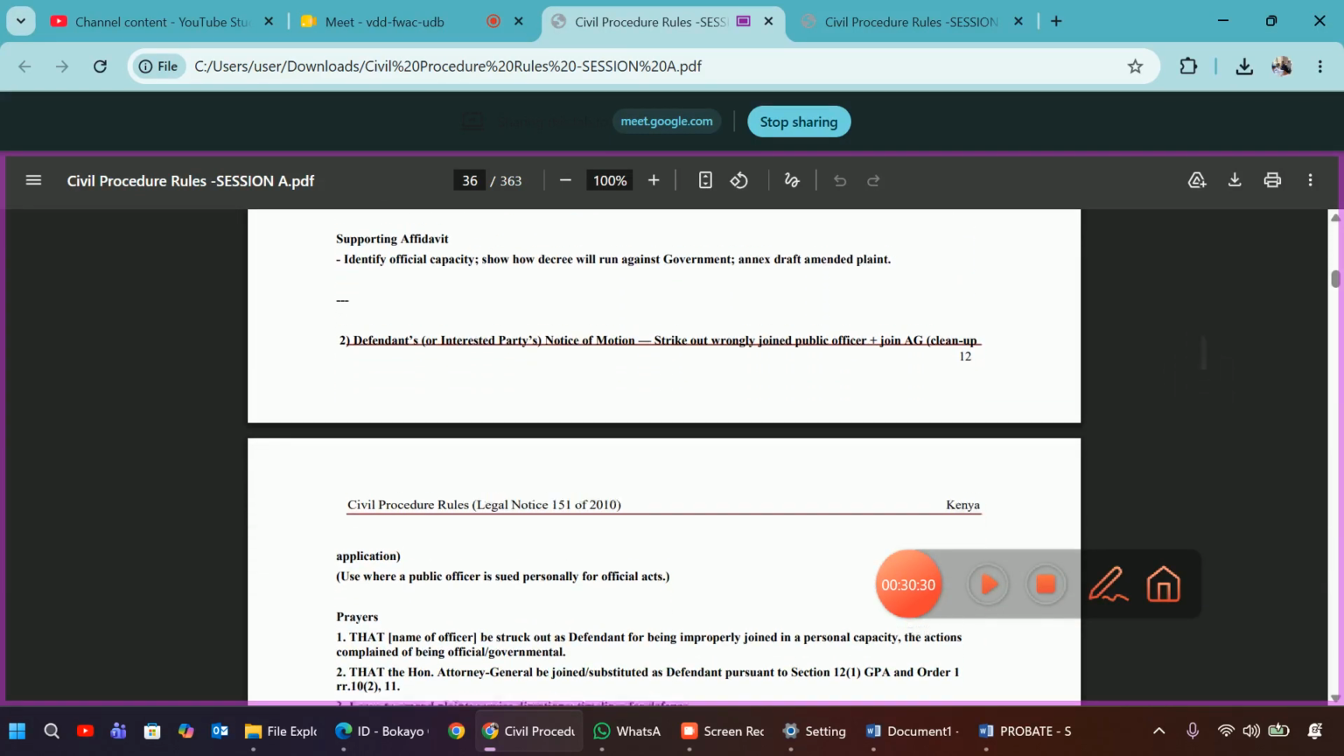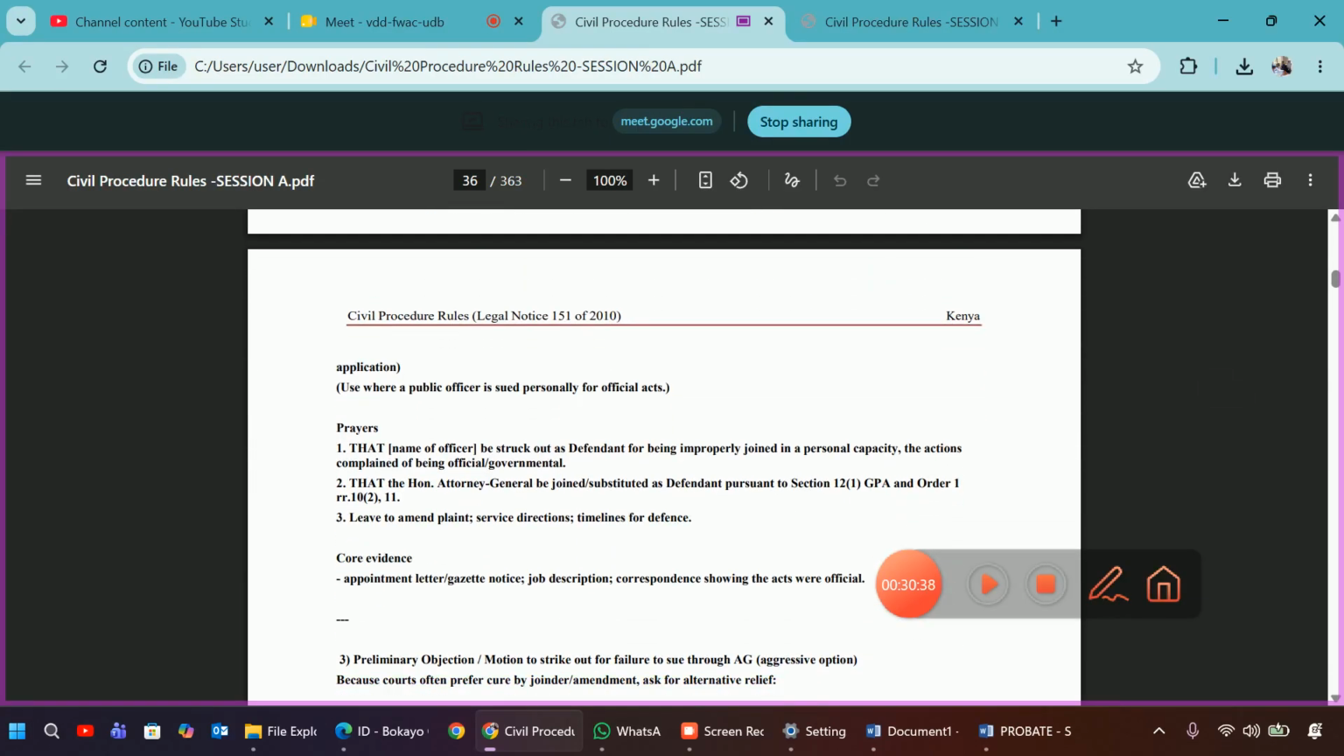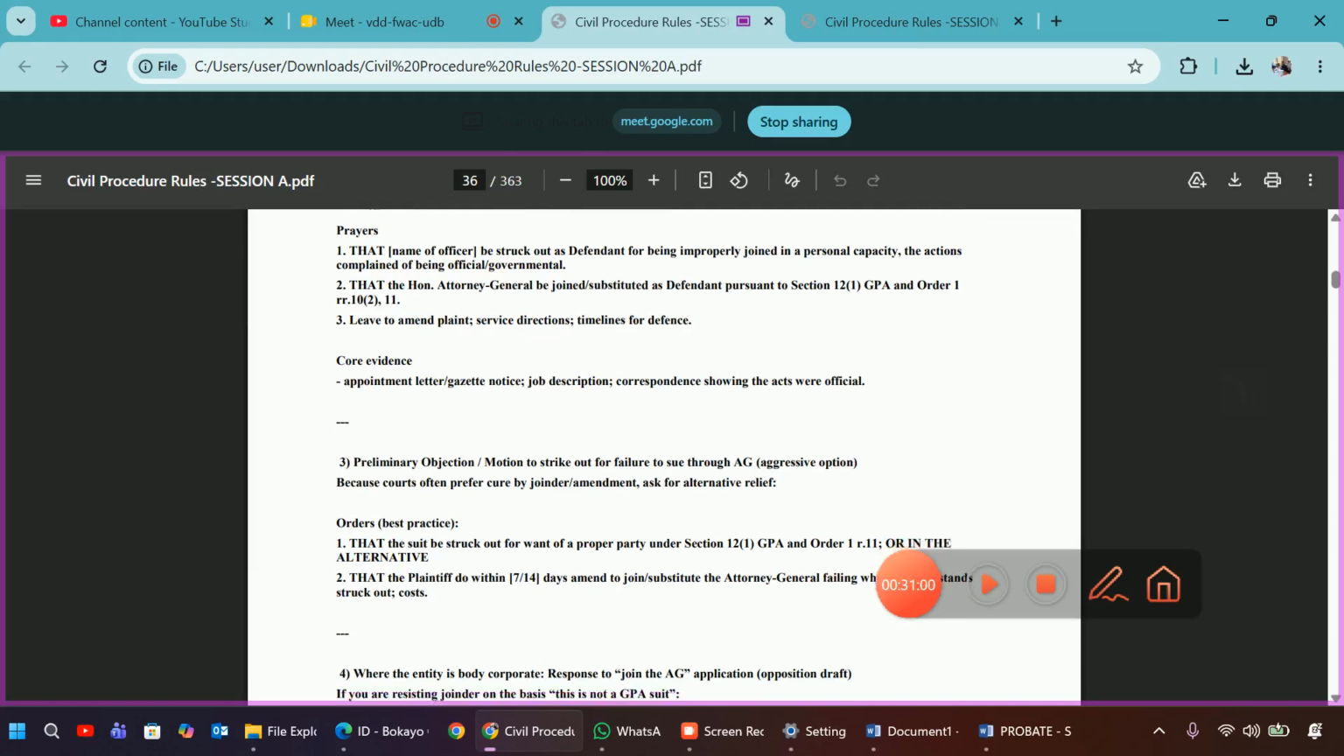Another application that you take note of is striking out wrongly joined public officers, where you want to join the AG. It is used where a public officer is sued personally for official acts. So what are the prayers that you will seek? That the name of the officer be struck out as a defendant for being improperly joined in a personal capacity, the actions complained of being official and governmental duties. The AG be joined or substituted as defendant pursuant to Section 12 of the GPA Act. I seek leave to amend my documents.